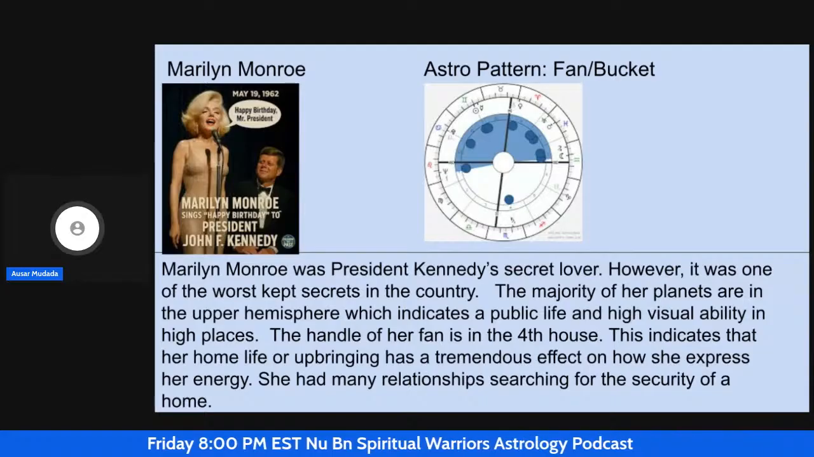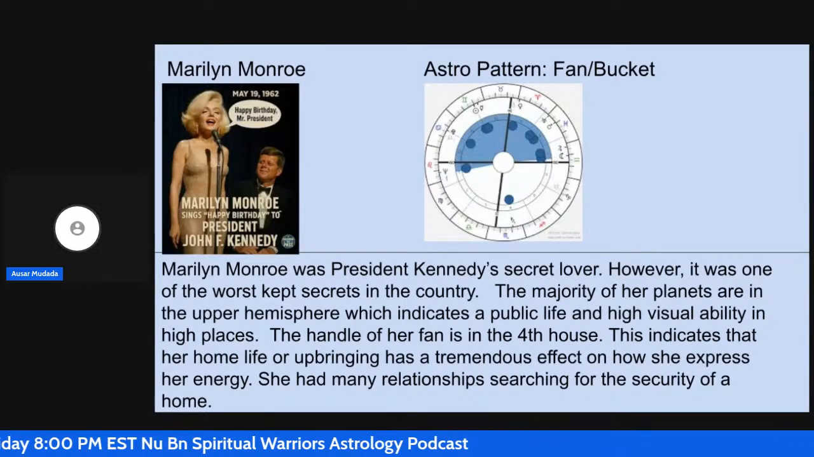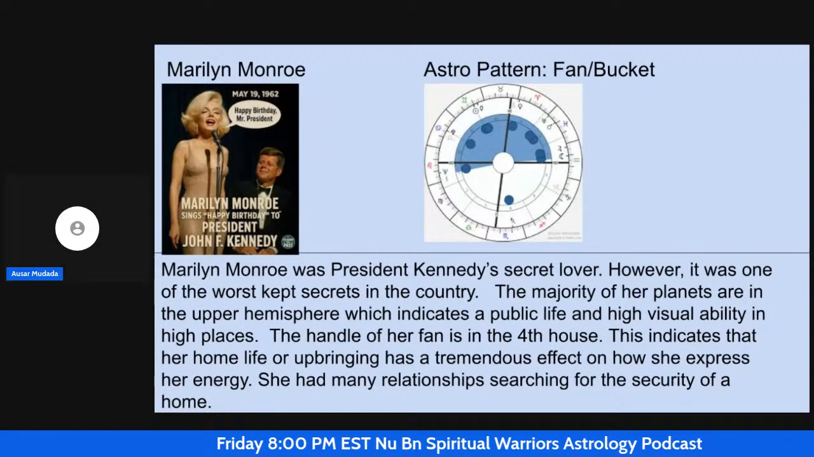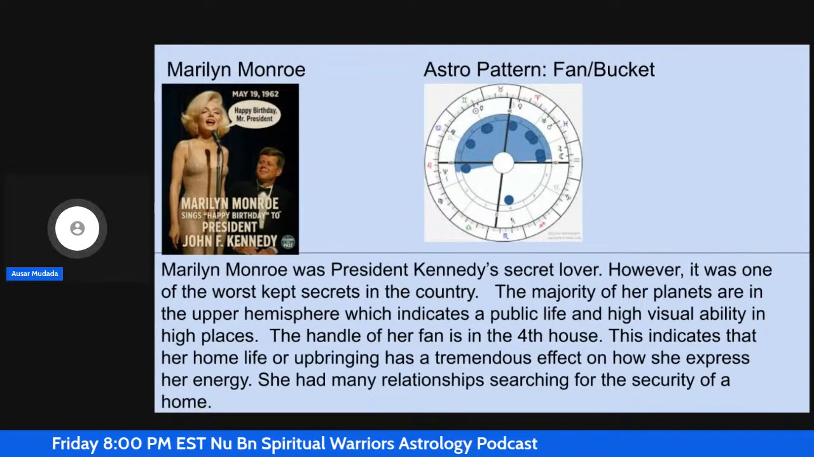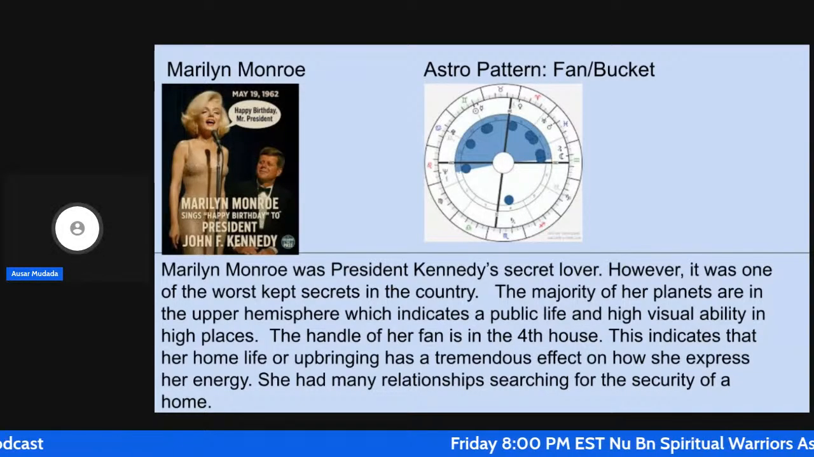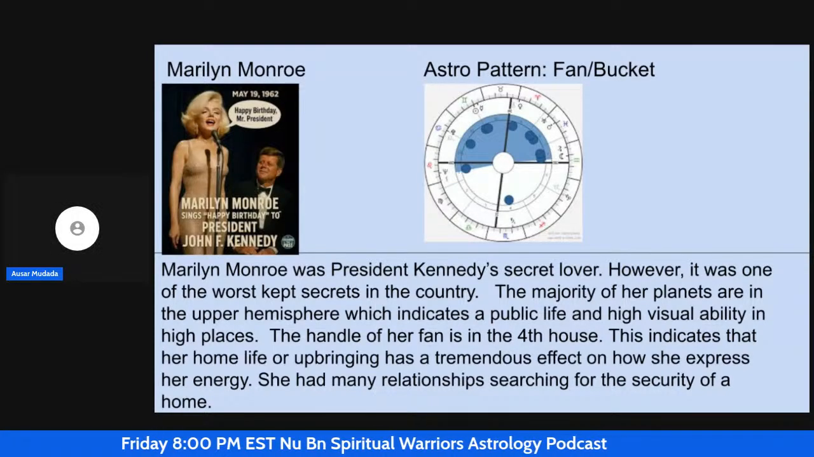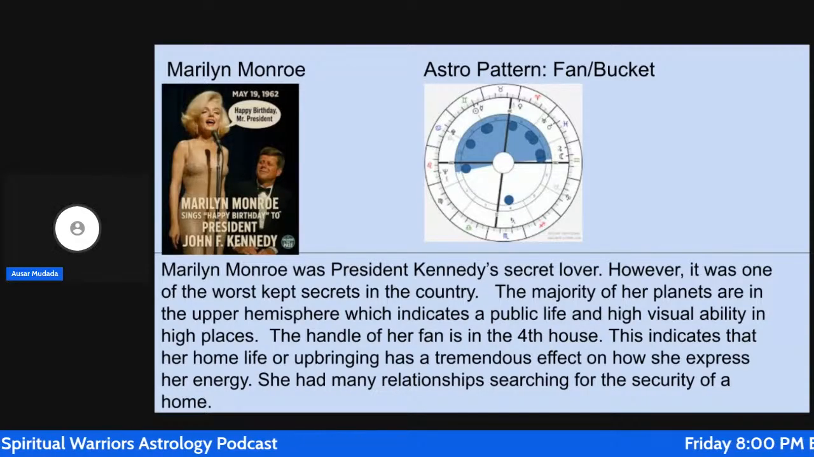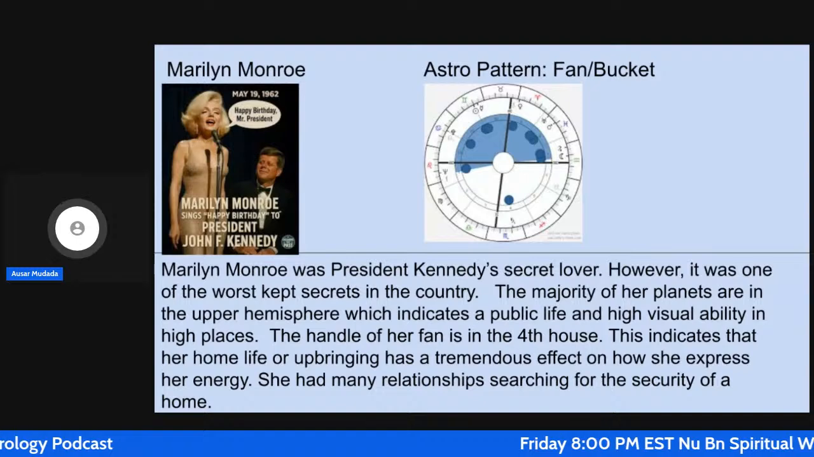Now watch this. She was associated with a president. Okay, now let me go to the next slide for the ones that might not have seen it. Okay, and look at that pattern. That means she's going to be in the high places and highly visible. And when the planets are in the upper hemisphere like that, that indicates public service, that indicates humanitarian causes, that indicates high visibility.